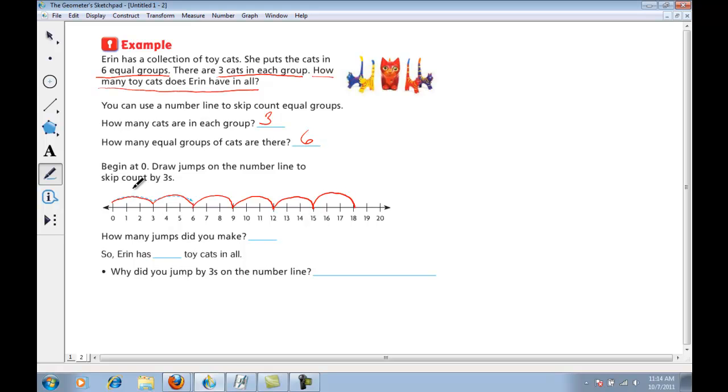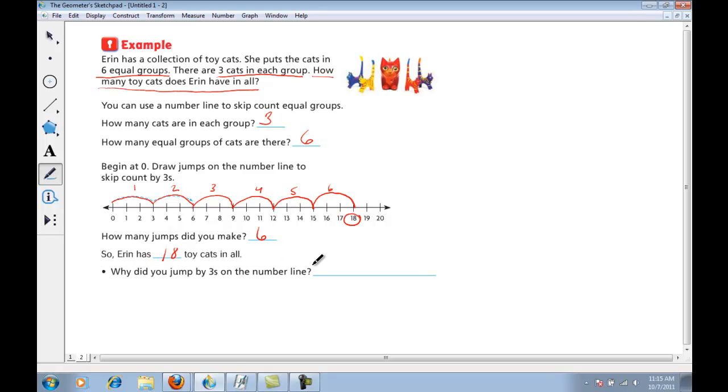Now let's count how many jumps we've made. 1, 2, 3, 4, 5, 6. We have 6 groups of 3 shown on the number line. You can see that this represents one group of 3, 1, 2, 3, and another group of 3, 1, 2, 3, until we have 6 groups of 3. So we made 6 jumps. So we can see that Erin has 18 toy cats in all.